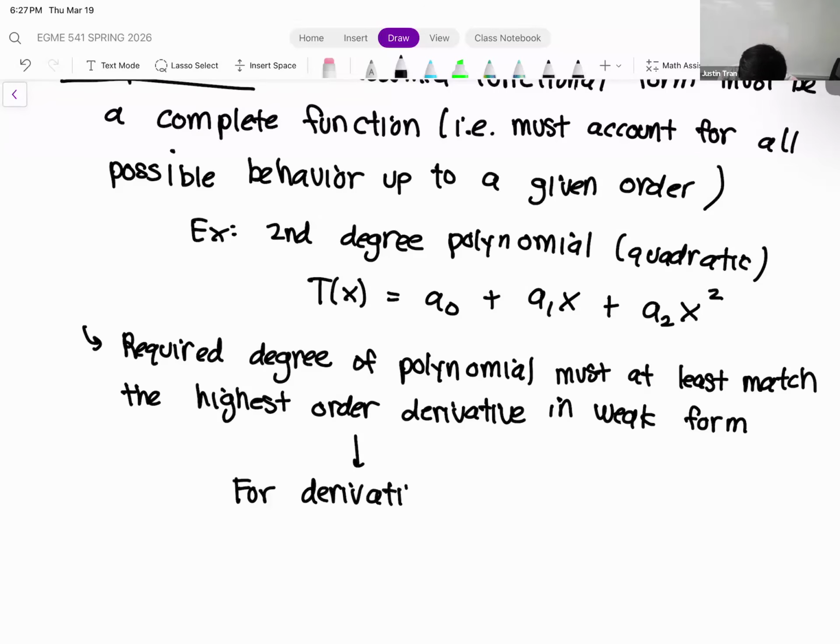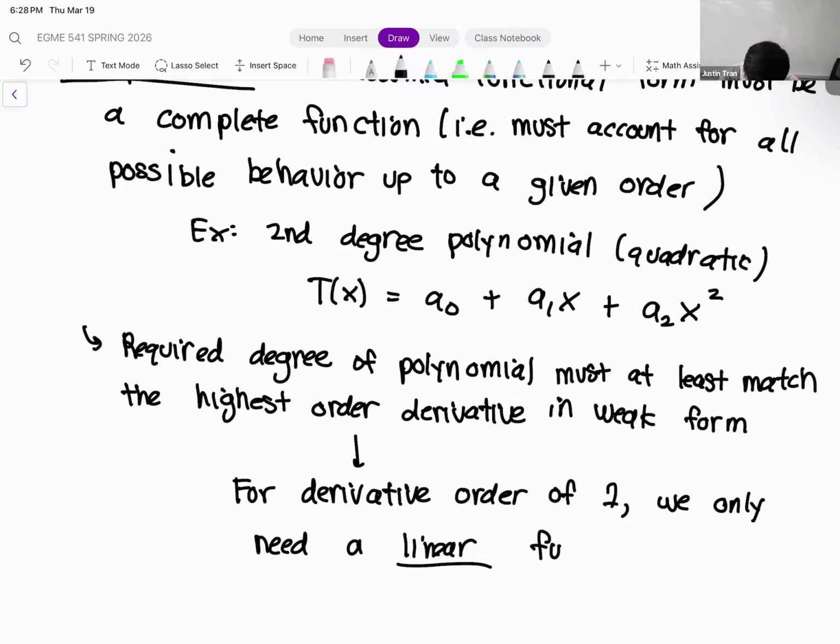So for derivative order of one, which is what we have, okay. Now, of course, you can go higher than this, and so this only sets the minimum required degree. But if you wanted to go higher, like I said, you want a quadratic function or a cubic function, you can definitely do so. But the minimum that you need is just a linear function.